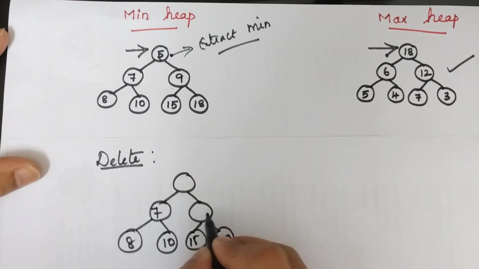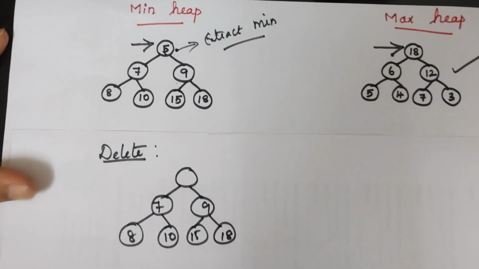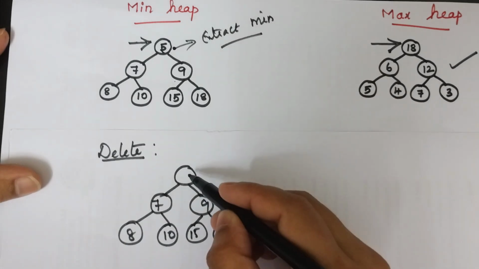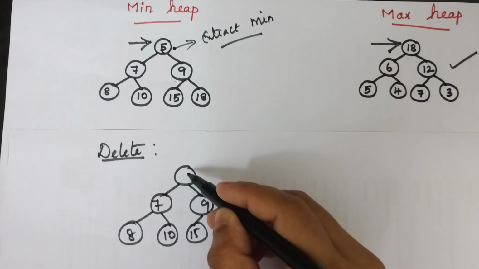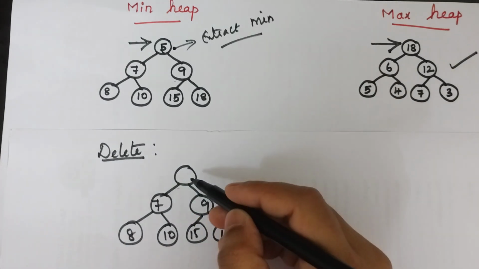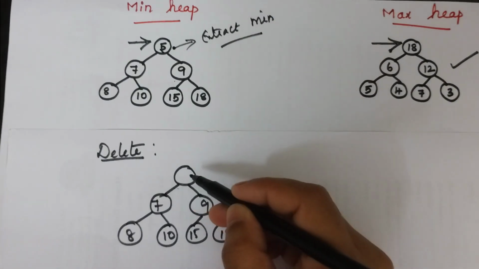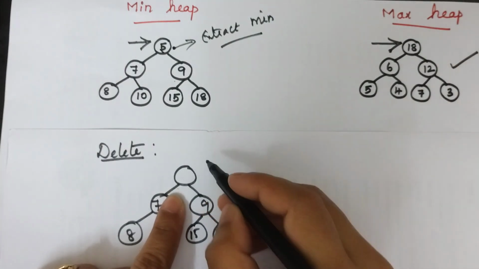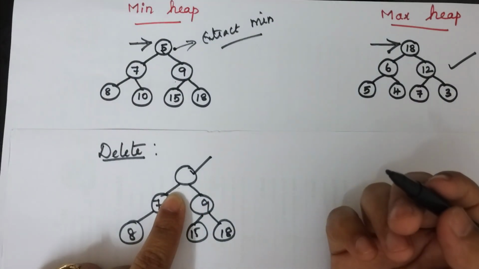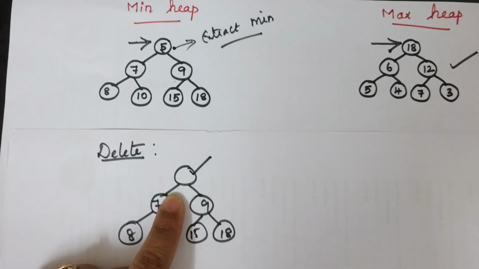So after deleting 5, this is my tree structure, and you can see here there is a root node which doesn't have any value because you deleted the value 5 here. It is empty now, and what you need to do is replace some value in this node position. Which value can be replaced here?